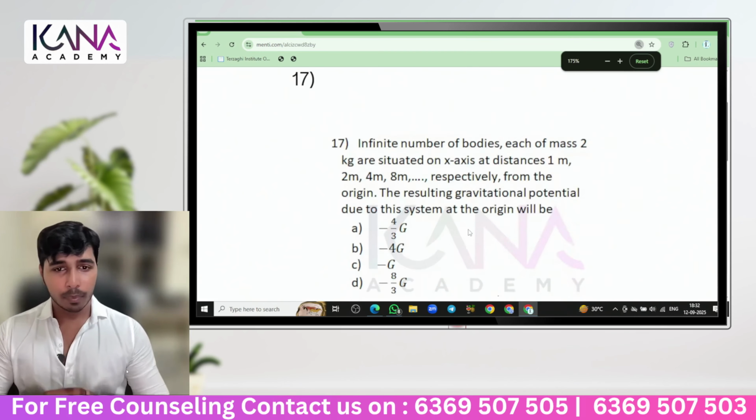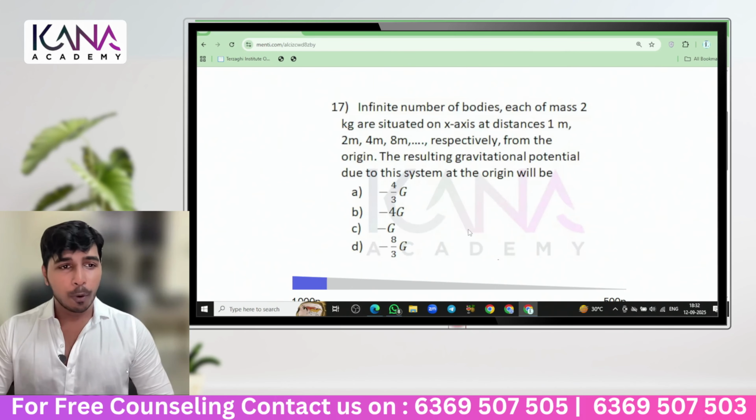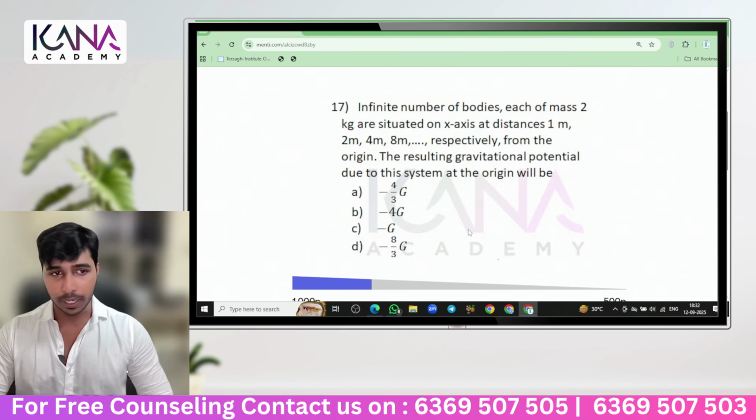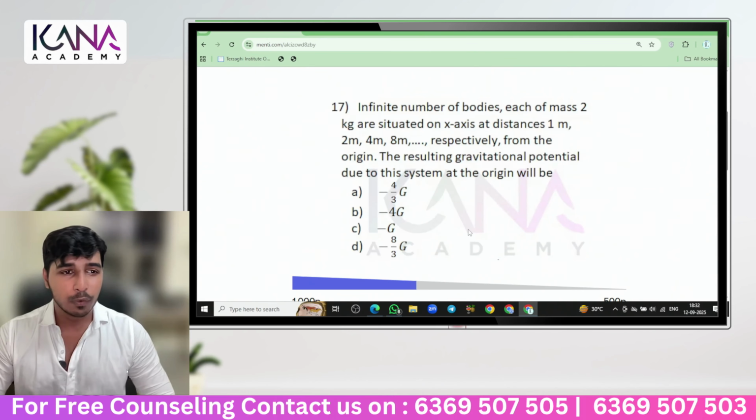So, okay. Infinite number of bodies, each of mass 2 kg, are situated on x-axis at distance 1m, 2m, 4m, 8m respectively from the origin. The resulting gravitational potential due to this system at the origin will be minus 4 by 3g, minus 4g, minus g, minus 8 by 3g.